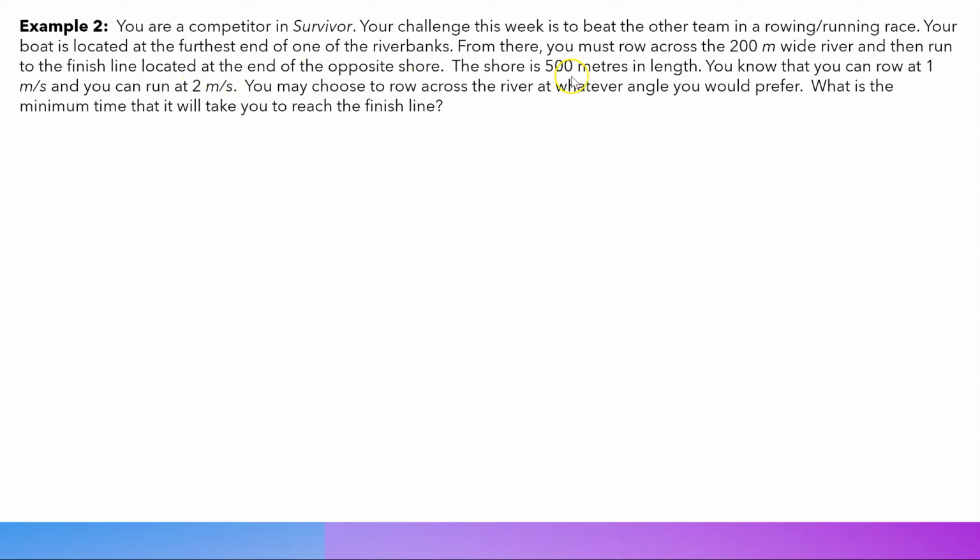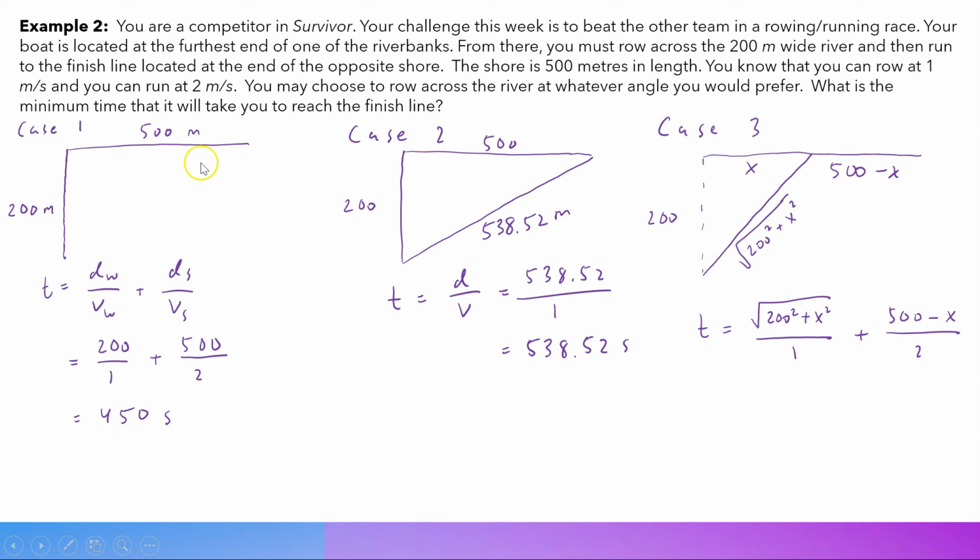The shore is 500 meters in length. You know that you can row at 1 meter per second and you can run at 2 meters per second. You may choose to row across the river at whatever angle you would prefer. What is the minimum time that it will take you to reach the finish line? So let's first look at a diagram of this situation.